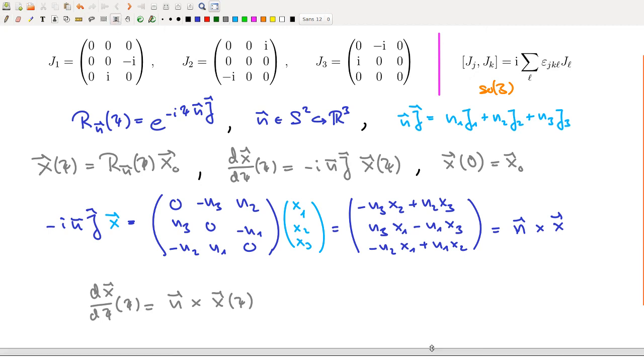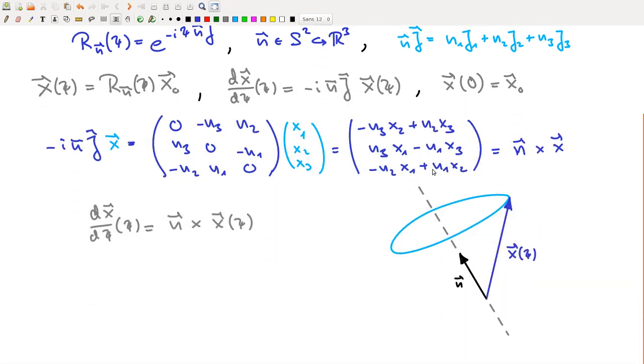What does this mean? Well, if we draw this, then we know that the change in the direction of x when we solve this differential equation is always orthogonal to n and to x itself. So if we have our axis n here and some x(psi) here, now when we propagate this, increase psi, then the change in direction goes into the drawing plane. So it is perpendicular to both n and x, which means that the arrowhead of the vector moves on this circle. The whole thing describes a cone. So we really have a rotation about this axis n by this angle psi.